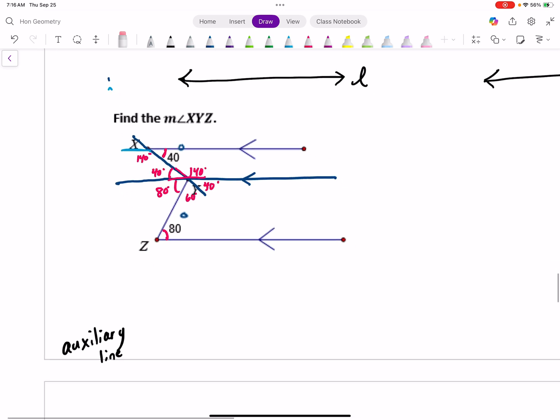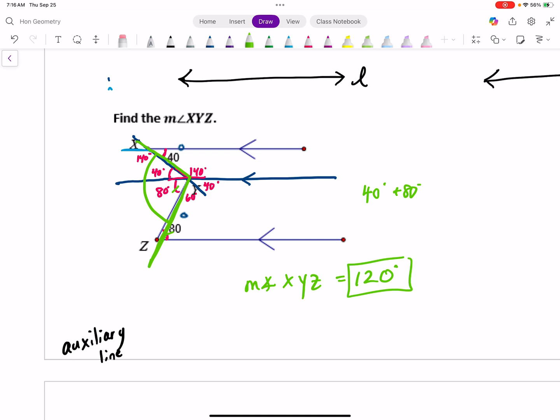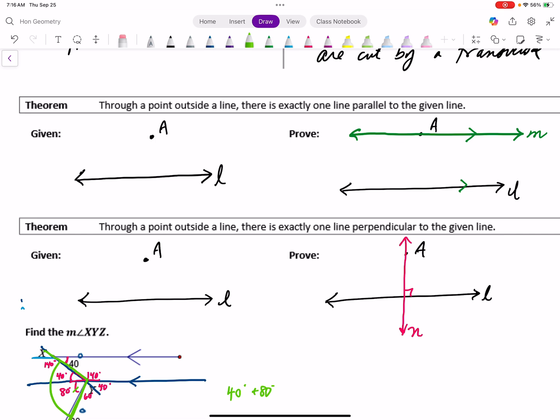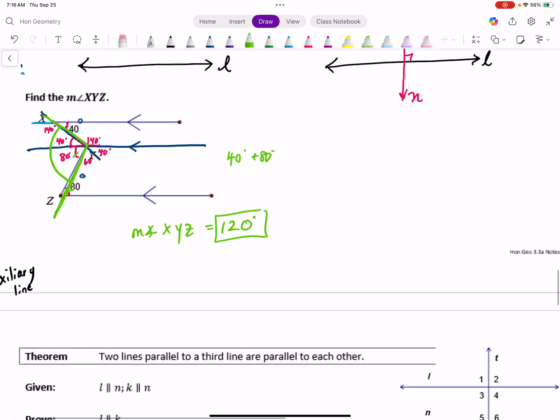Find the measure of angle XYZ. So XYZ. So it's those two. Let's mark that up. A different notation. So it's 40 degrees added to that 80 degrees. So the measure of angle XYZ is 120 degrees. And the auxiliary lines are possible because of these last 2 theorems. So, you can only introduce the one parallel line in that plane. So that lets us draw an auxiliary line.